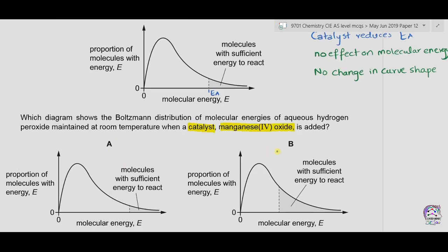Now let's compare A and B with the question. As we can see that the shape of the curve of A is same and the shape of the curve of B is also same. In A, the activation energy has not changed, it is at the same place as there was in the question. While in B, we can see that now activation energy has decreased. It means that now more molecules will be easily converted into the product as the activation energy has decreased. So therefore, we can see that the correct option is B.